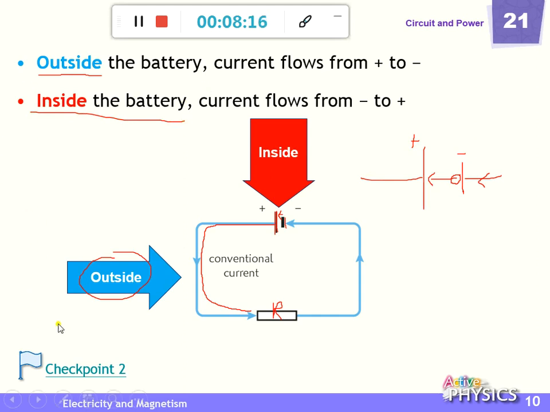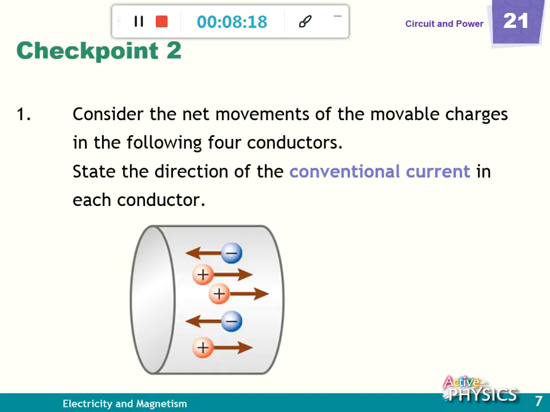Okay, now chapter 2. Now look at this, the net movement of the movable charges in it. In aqueous state in chemistry, we will have a positive ion and a negative ion. Here it asks to state the direction of the conventional current. Once again, conventional current means that we focus on the flow of the positive charge.